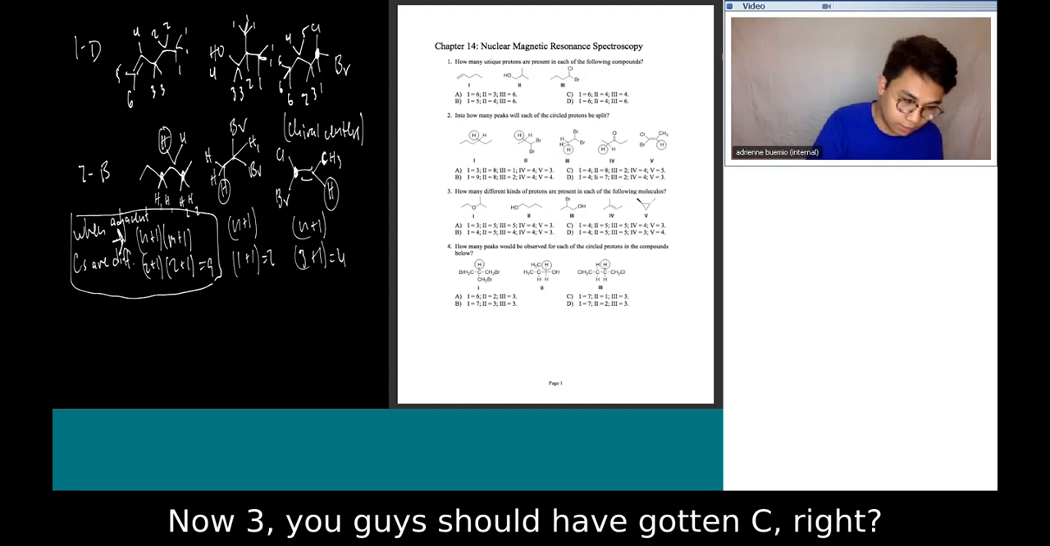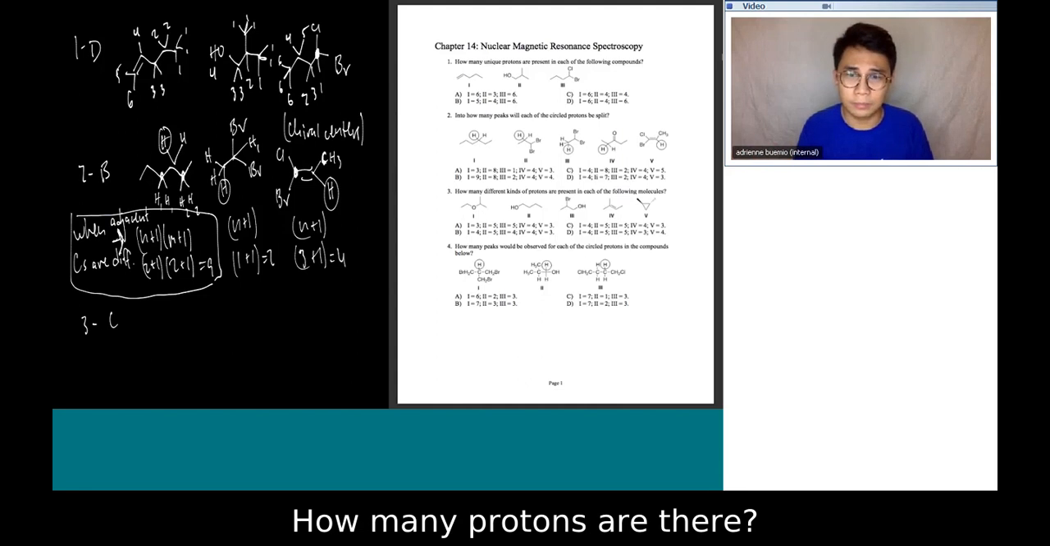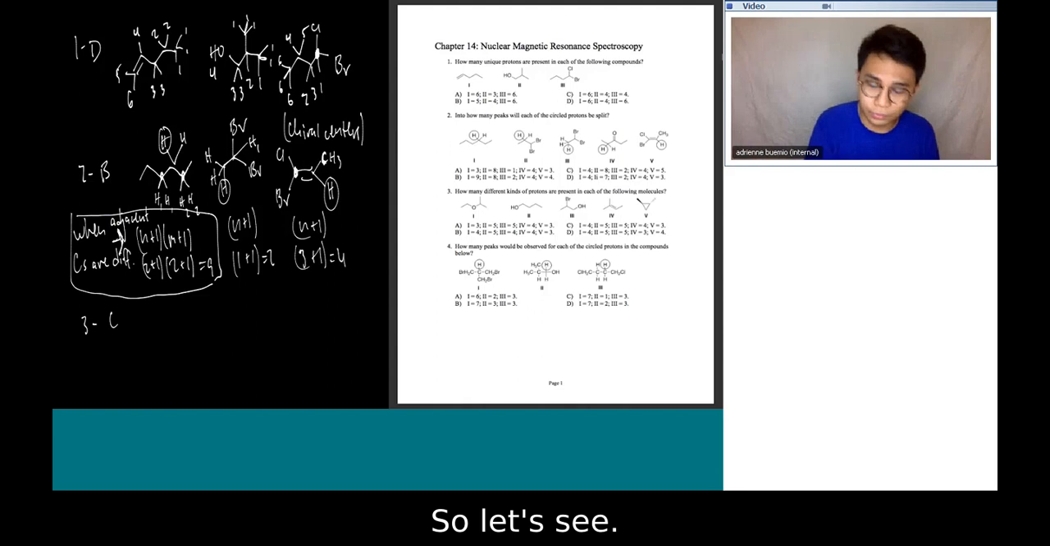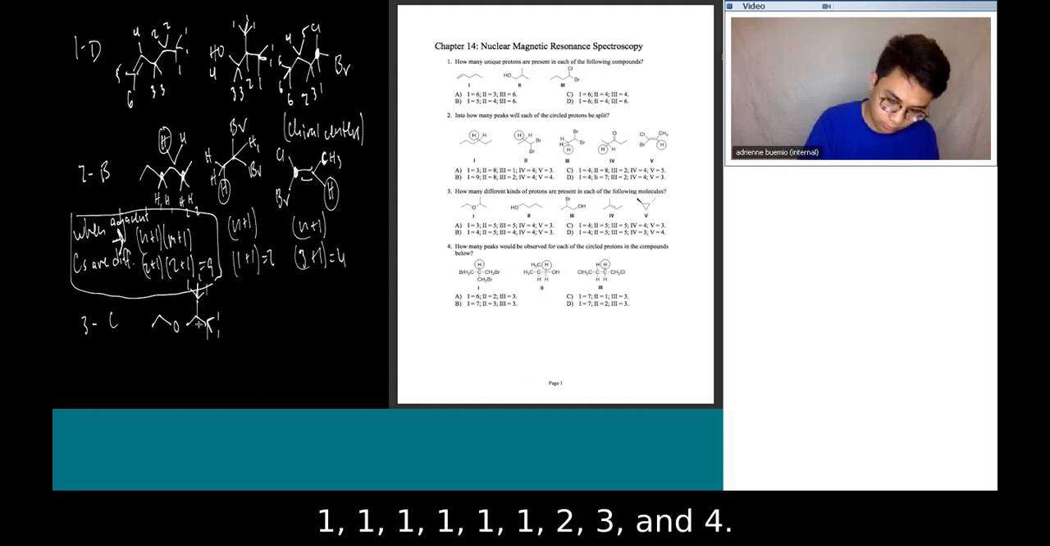Okay, now 3, you guys should have gone C, right? And this one, same thing as 1. How many protons are there? So let's see. Same thing. These are all the same, right? 1, 1, 1, 1, 1, 1, 2, 3, and 4.